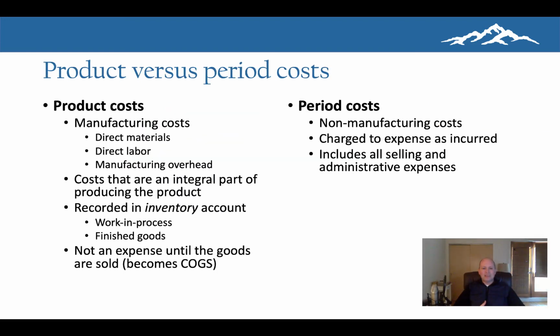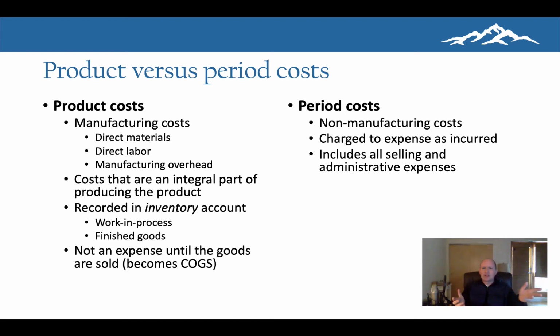So that's manufacturing costs. Let's move from there into product versus period costs. This is sort of an extension on the same thing. Product costs are those manufacturing costs: direct materials, direct labor, manufacturing overhead. Costs that are involved in producing a product, a unit of production, a cost object. These costs get recorded into inventory, so work in process or finished goods.